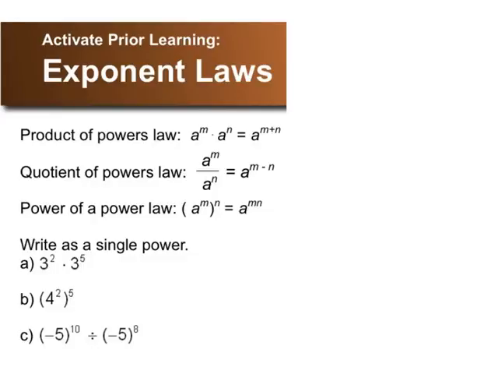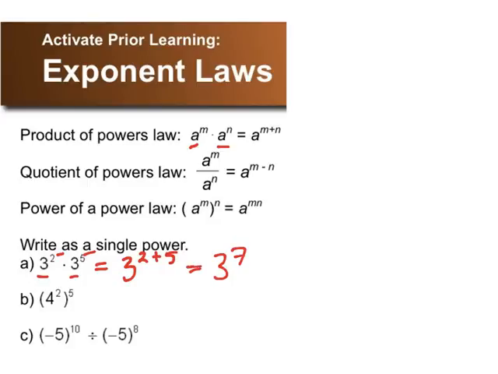Before we start this lesson, let's review some exponential laws. There are three. The first law is when we multiply the same bases together. For example, when we multiply, let's look at the example below, the 3's are the bases and the exponents are 2 and 5. We add the exponents together. So 3 to the power of 2 plus 5 is 3 to the power of 7.